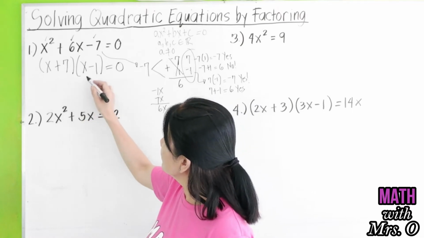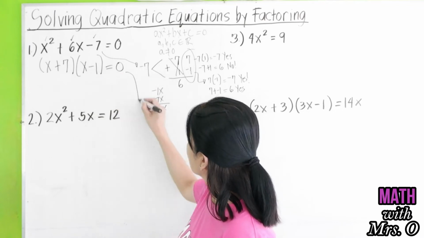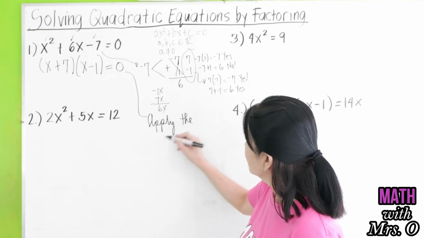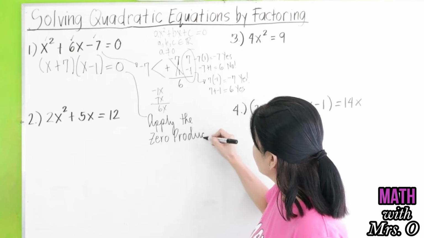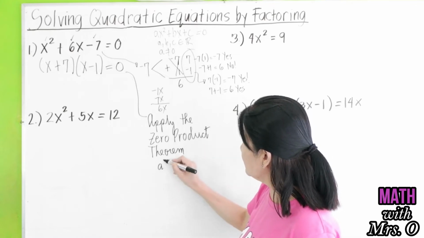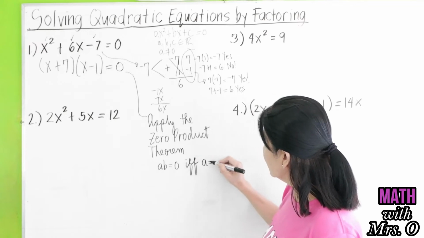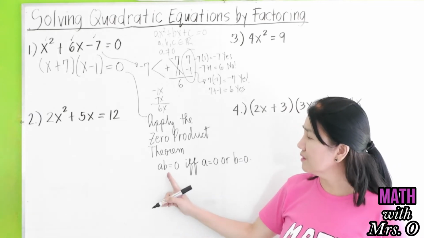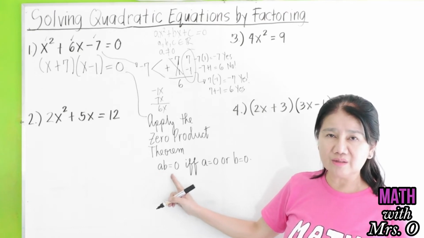So now that this factor times this factor equals 0, we can apply the zero product theorem. The zero product theorem tells us that AB equals 0 if and only if A equals 0 or B equals 0. Meaning to say, if one of the factors is 0, then the product is already equal to 0.